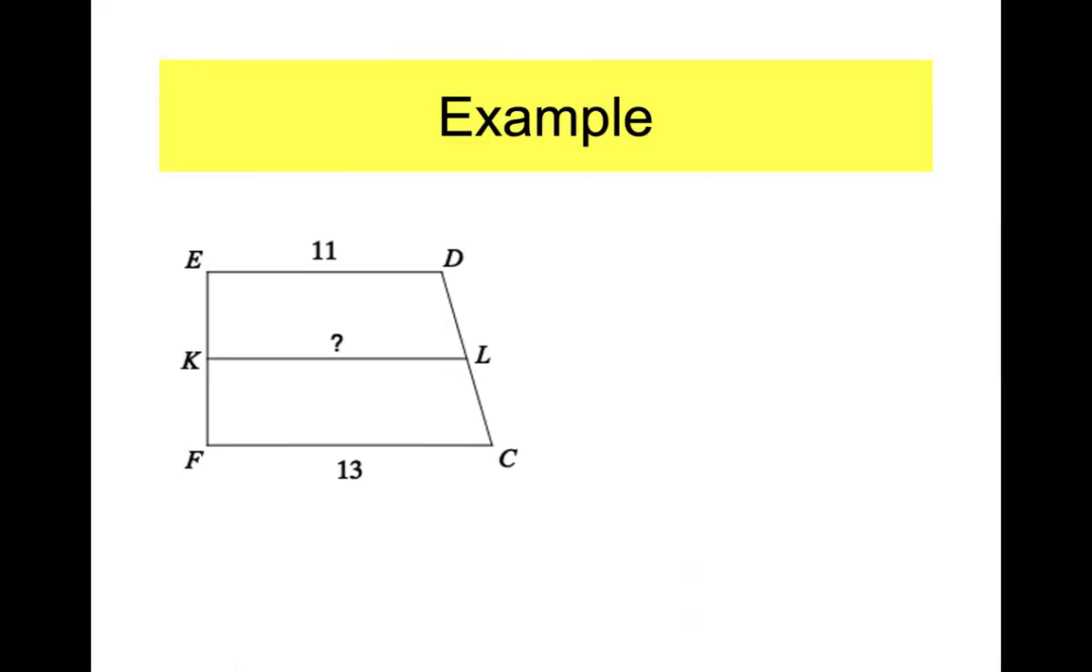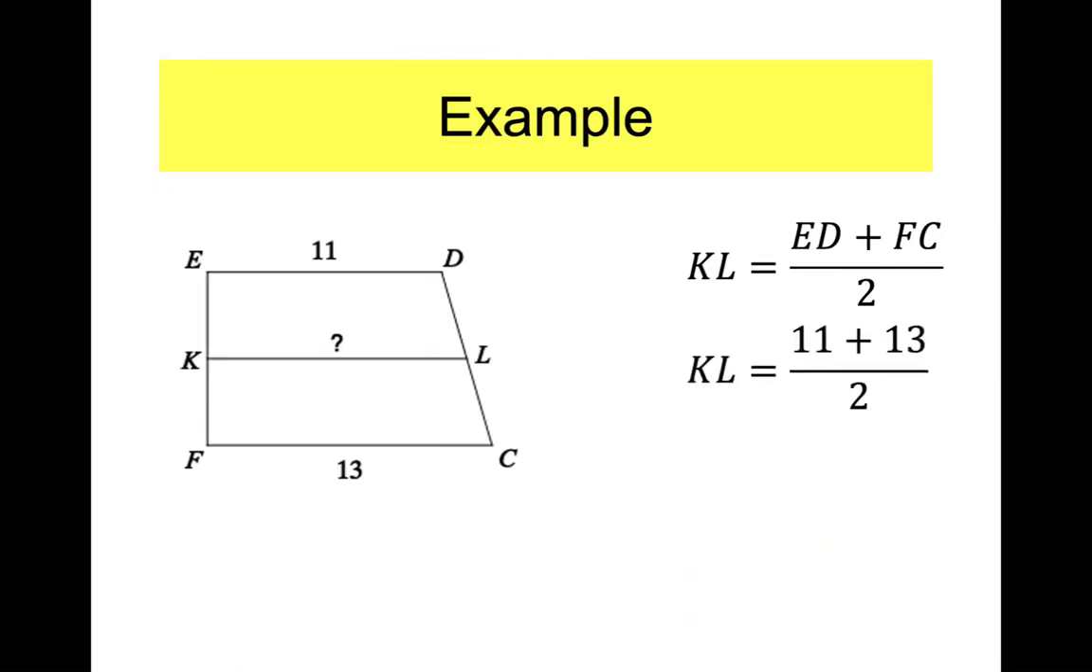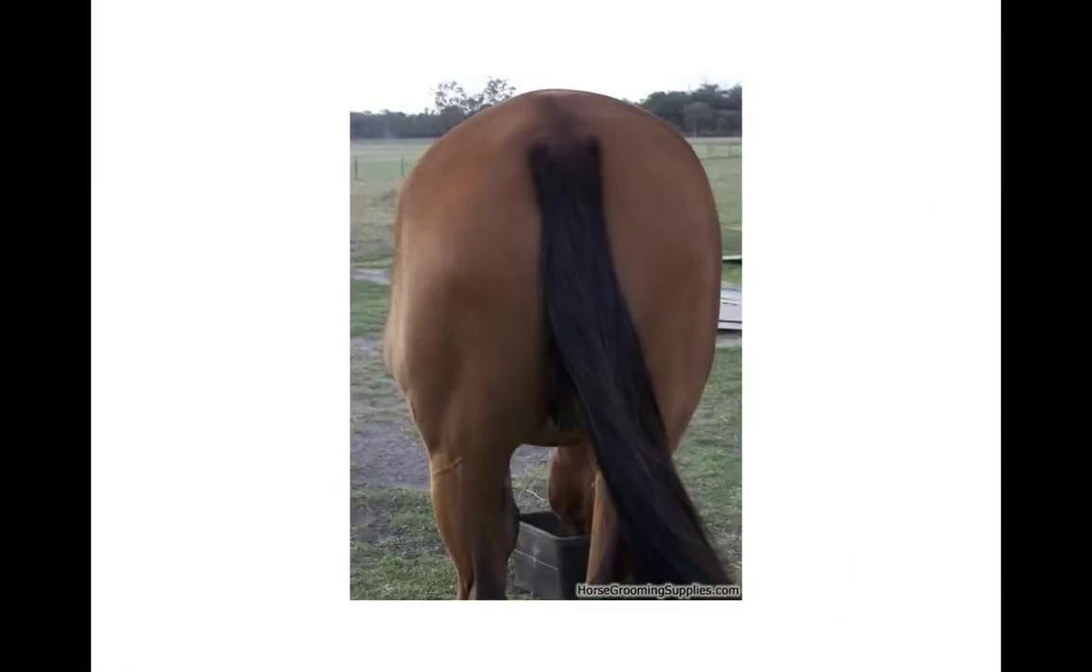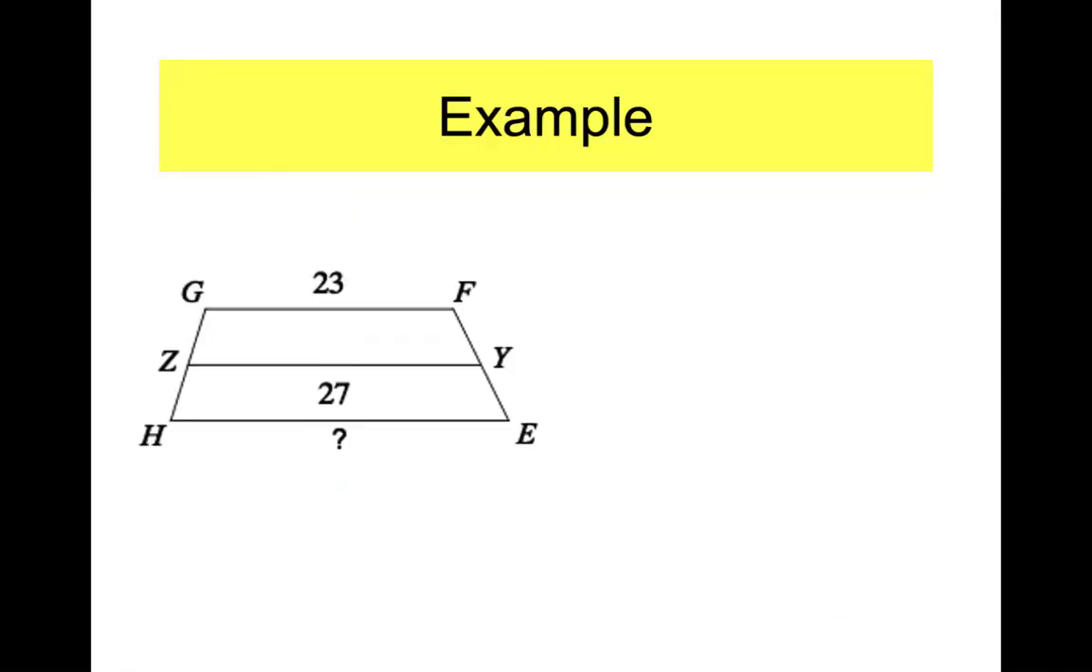All right, how about for the median itself? Let's see. The median KL is equal to ED plus FC divided by 2. That would be 11 plus 13, which is 24, and 24 divided by 2 is 12. Nice and easy. There's always a but, and the but is, what happens if we're solving for one of the bases instead of the median itself?